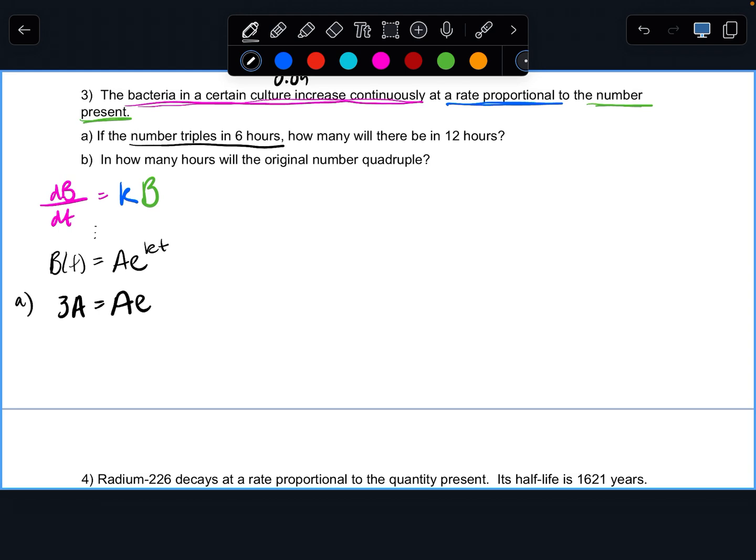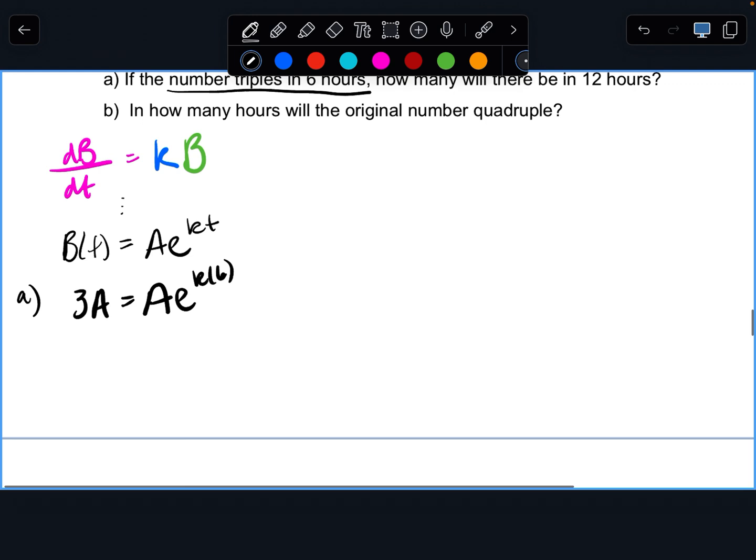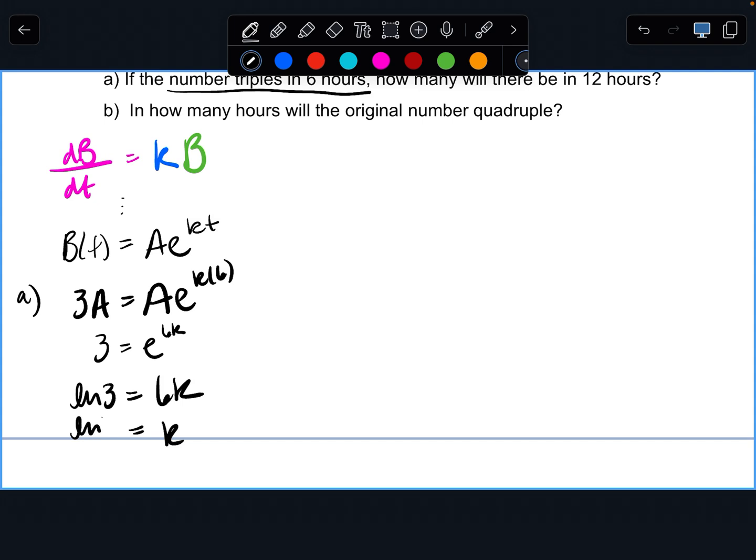And then they said in 6 hours. So really what I'm going to be solving for is K. I just start plugging stuff in and hopefully it works out. And then now you're going to divide out the A and do the same thing. I like when it's 6K. That makes it look cuter that way. So now what I'm going to do is natural log it. Take the natural log of both sides and divide by 6. Let's keep it over here. So natural log 3 divided by 6. Is everyone still alive? Okay.